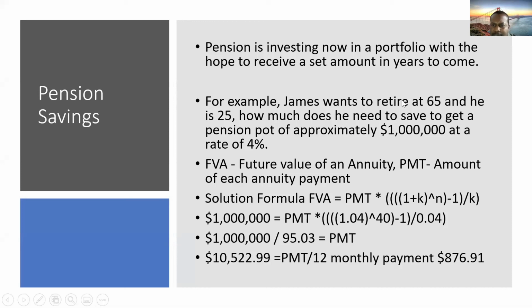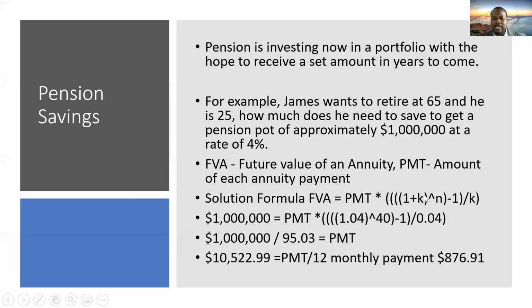James wants to retire at the age of 65 and he is now 25. How much does he need to save to get a pension pot of approximately 1 million at a rate of 4%? Okay, so how does he do this?